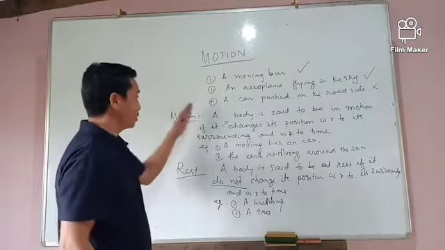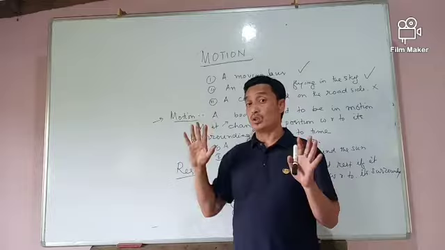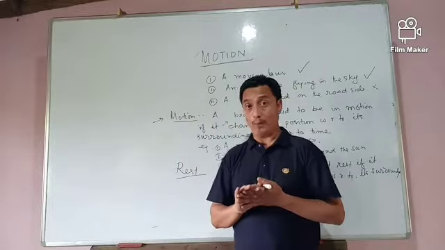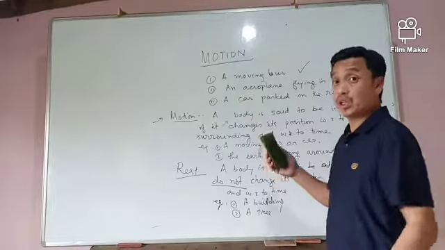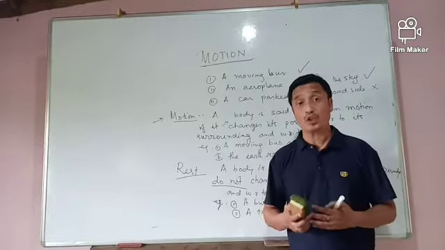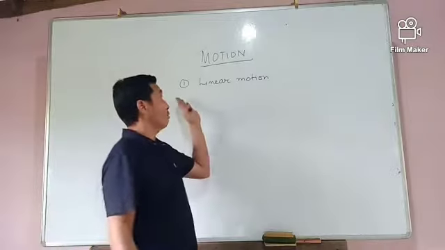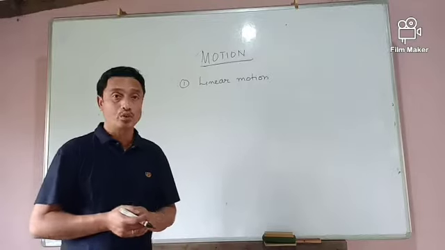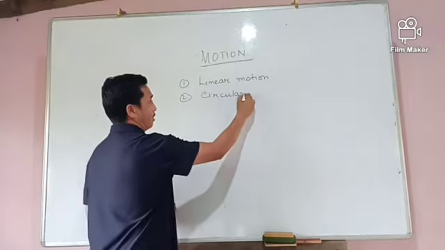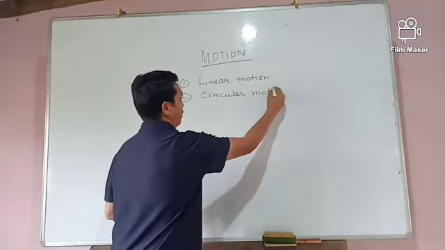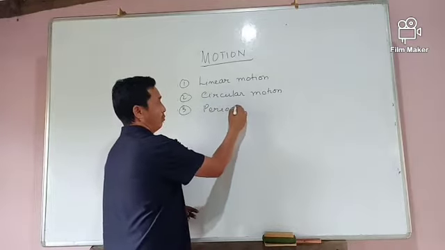So these are the two terms, motion and rest. You all have an idea about motion, so there is no doubt about the term motion. Now let us discuss some of the common types of motion that we experience in our day-to-day life. Some common types of motion are number 1, linear motion; number 2, circular motion; number 3, periodic motion.